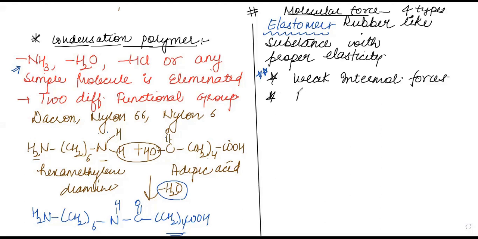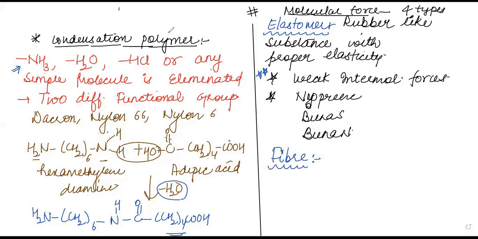The examples are neoprene, please note down neoprene, then buna-S, buna-N. These are the examples of elastomer. Every time I am repeating that you have to know about the examples. Nobody asks you in the paper what an elastomer is. Everybody wants clarification about the examples: what is related to this category, what is related to that category.